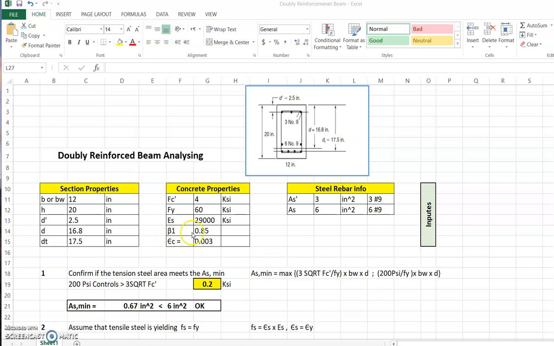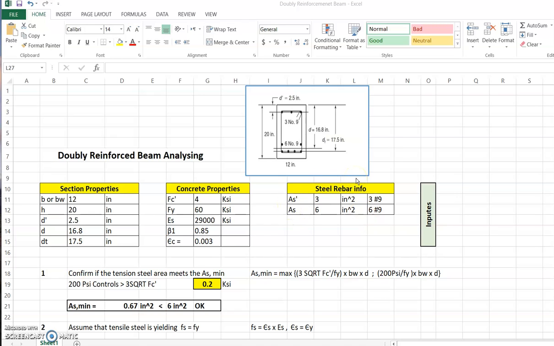And beta 1 is 0.85. 0.85 is for the FC prime, the 4 psi FC prime or 4,000 psi FC prime. And epsilon C is the concrete strain, it is 0.003. And for the steel rebar information, AS prime is for the top layer. We have 3 number 9 on top, and the area of that is 3 square inches. And AS is the area of the 6 number 9 at the bottom that we have, which is 6 square inches.